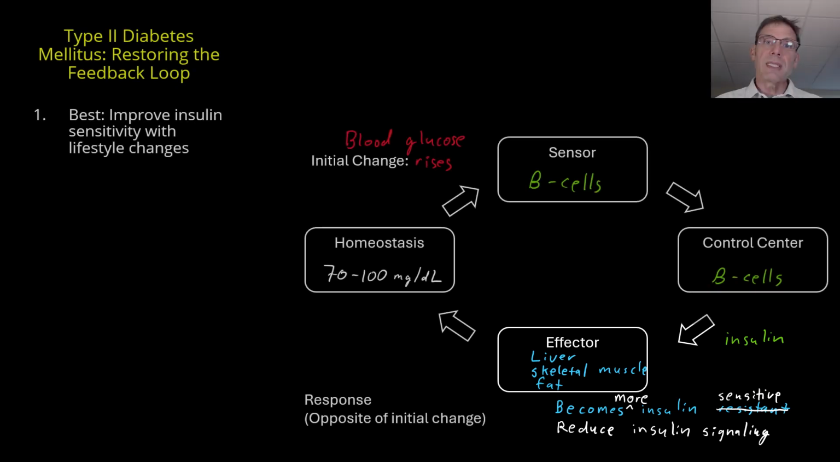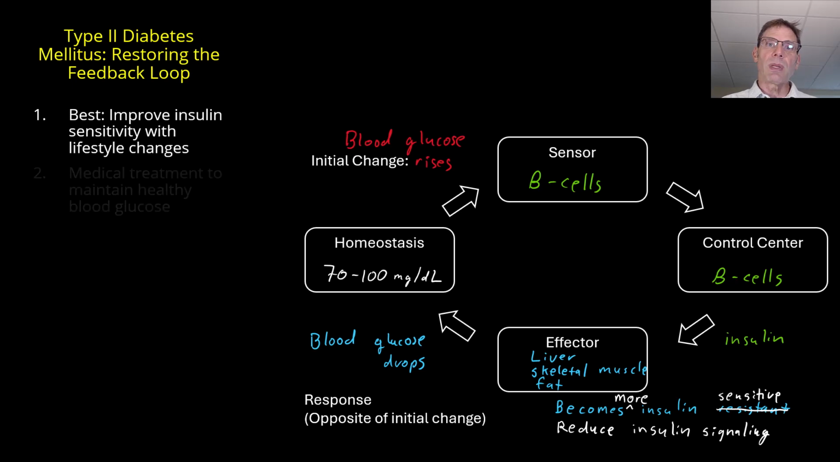So lifestyle changes like a healthy diet and exercise can help relieve that feedback inhibition and restore insulin sensitivity, at least to an extent. It's still going to be necessary to monitor the situation with medical professionals and often use medications to make sure blood glucose stays within the normal range and avoid the long-term complications from elevated blood glucose.